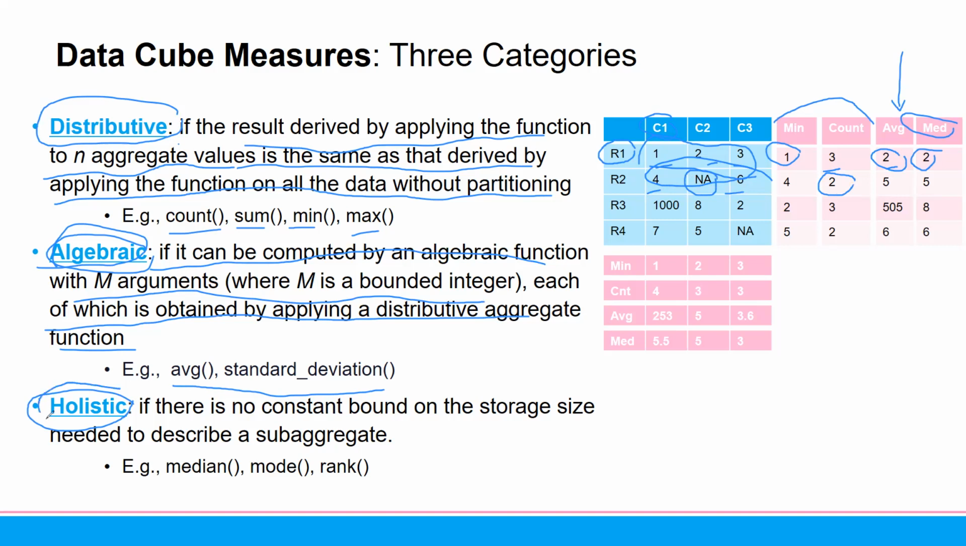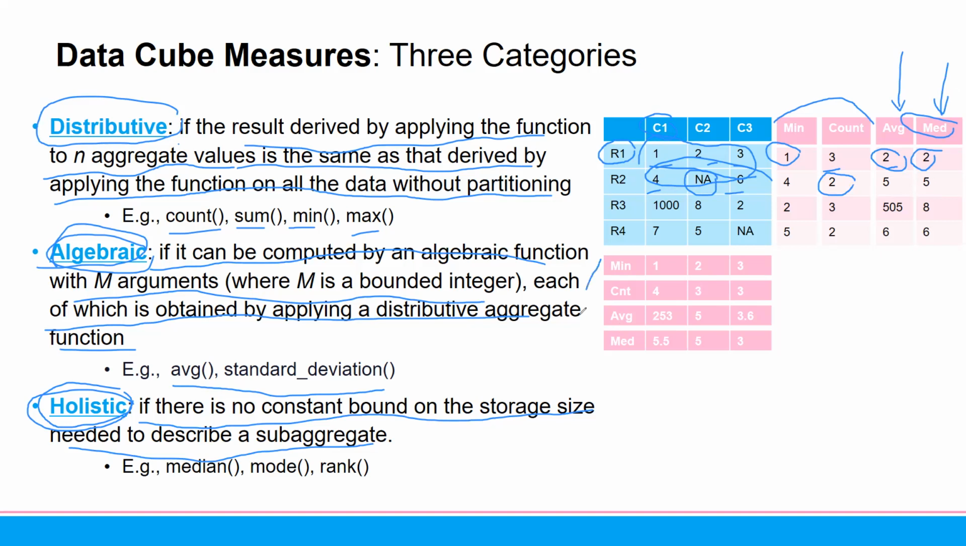The last one is holistic. Holistic means there is no constant bound on the storage size needed to describe a sub-aggregate. For example, here I use the median. For the median, there is no such information to do this, but we can get the median in order to describe the sub-aggregate.